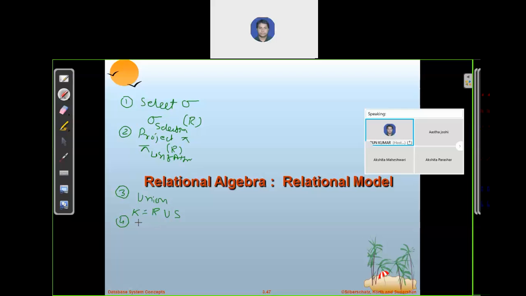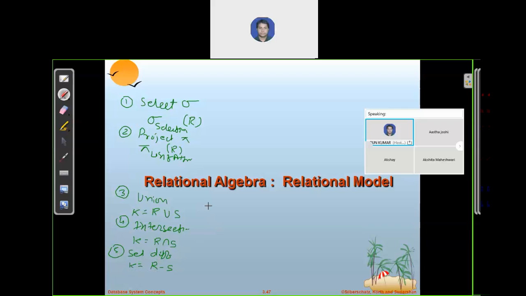Then we saw intersection. This intersection operator will return you the records which are present in both the relations. Then we have seen set difference. It will return you the records if we apply R minus S. This set difference will return you the records of R which are not present in S.